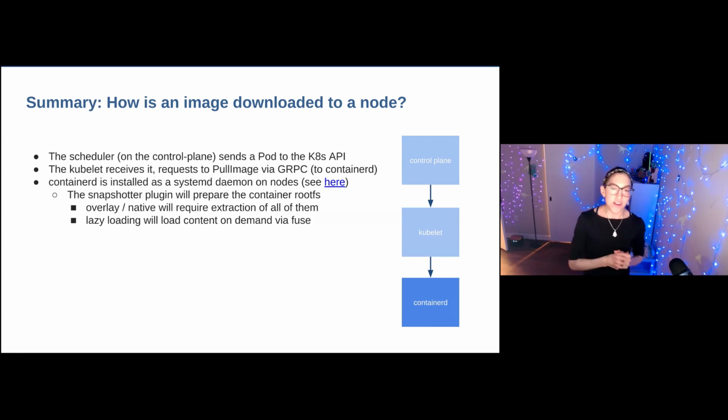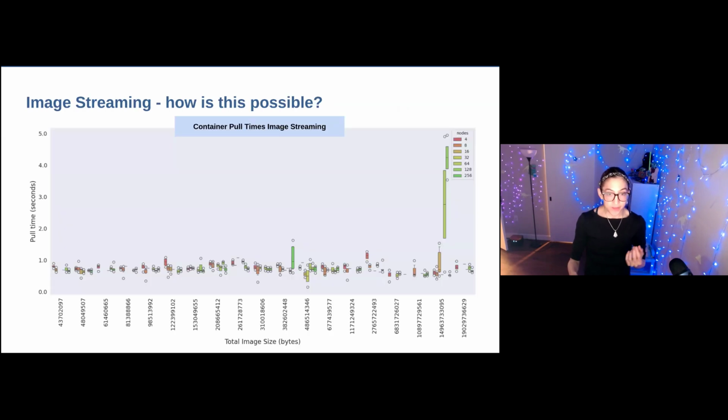Containerd is installed as a systemd daemon on the nodes. It has Snapshotter plugins that prepare the container root file system. The overlay default requires extracting them all first, which takes a long time. Lazy loading loads them on demand with FUSE.